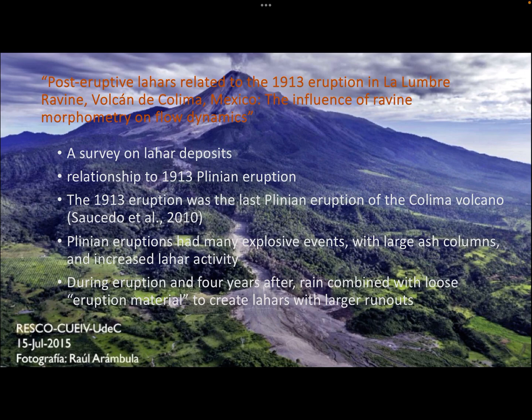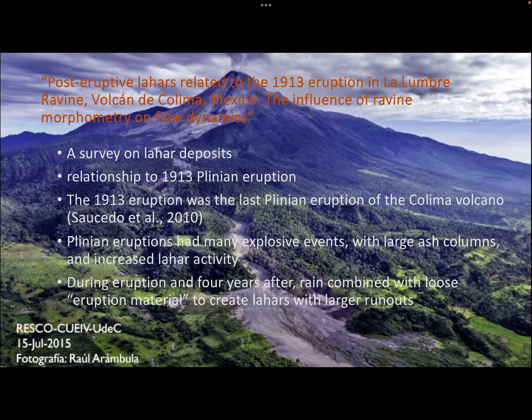Plinian eruptions can also collapse some of these pyroclastic tubes, and then that can hollow out and lead to more destructive lahars. Basically they were trying to test this. Since the 1913 Plinian eruption, there have been two mass casualty lahars that claimed approximately 600 people. The first one was around 1916, and the other was around 1950.